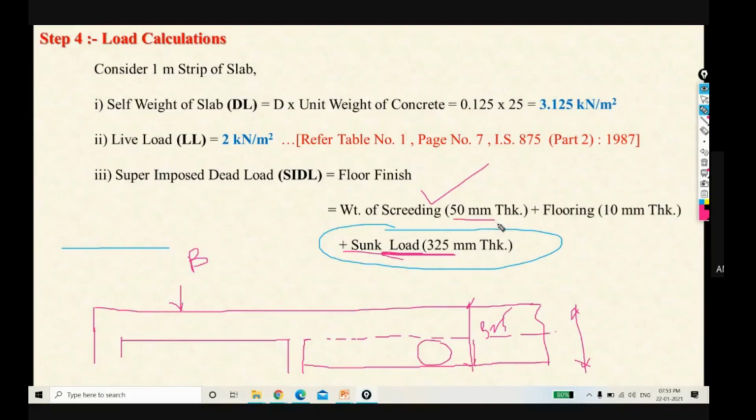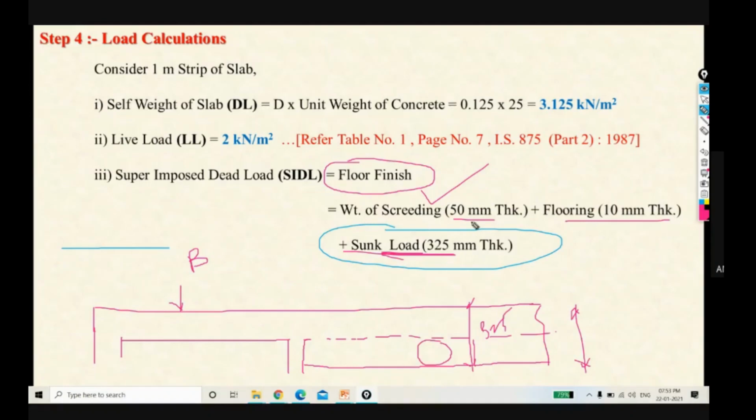Okay, the thickness of the screeding is 50 mm, and then flooring is also there, and the flooring tile is having thickness 10 mm. Before calculating this floor finish for your particular slab, just contact your contractor or the architect, and finalize which type of floor finish they are using for the particular area. You have to finalize that from the contractor or architect, and then decide the floor finish for your slab.